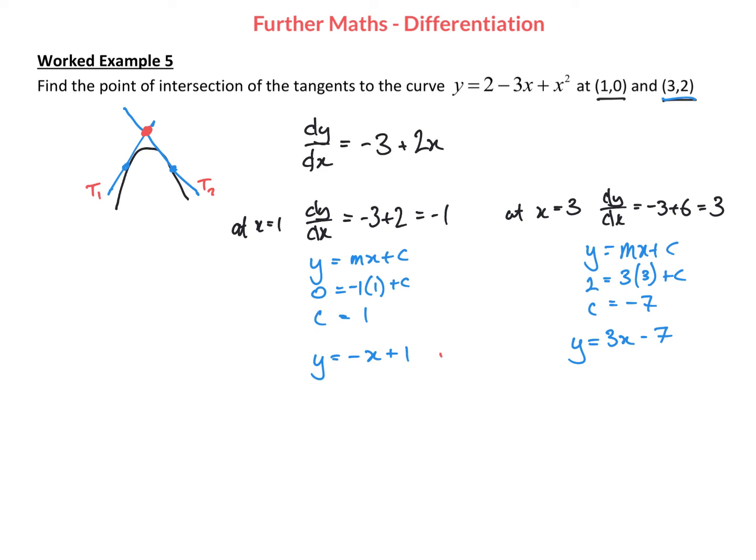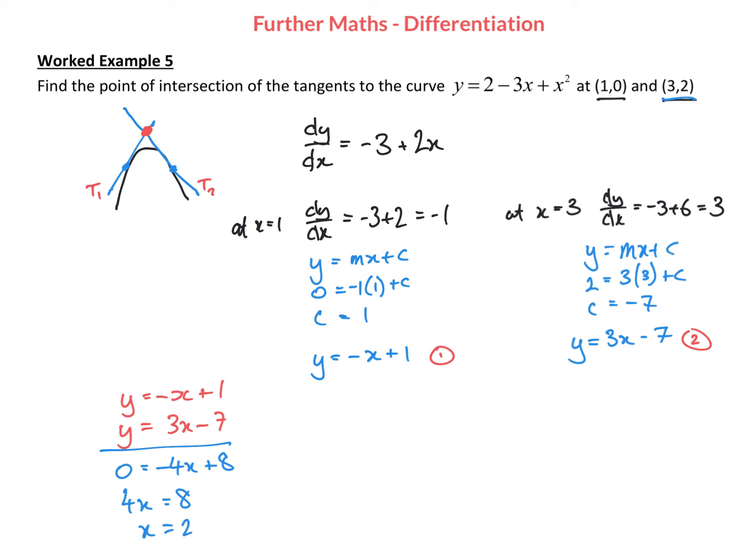Now, we have the equations of the two tangents, tangent 1 and tangent 2. And what we're going to do is solve those simultaneously to see where they cross. So I'm going to write them just above one another, y equals minus x plus 1, and y equals 3x minus 7. And I'm going to subtract one from the other. So 0 is equal to minus 4x, and 1 subtract minus 7 is actually plus 8. So moving that around, 4x equals 8 and x equals 2.